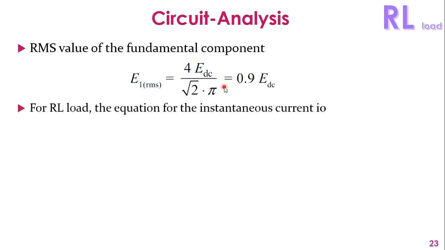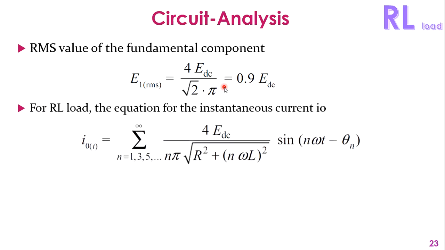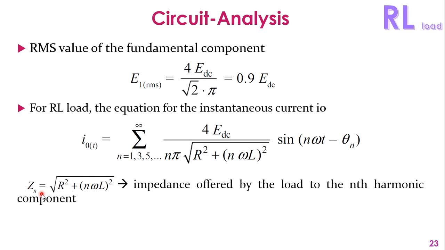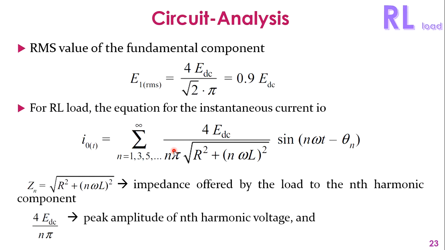For the RL load, the equation for the instantaneous current I0 is given by this: summation of 4 EDC by n pi square root of R square plus n omega L square into sin n omega t minus theta n, where square root of R square plus n omega L square is Zn, that is the impedance offered by the load to the nth harmonic component, and 4 EDC by n pi will be the peak amplitude of the nth harmonic voltage, and theta n here is nothing but the tan inverse of B by A, that is n omega L divided by R.